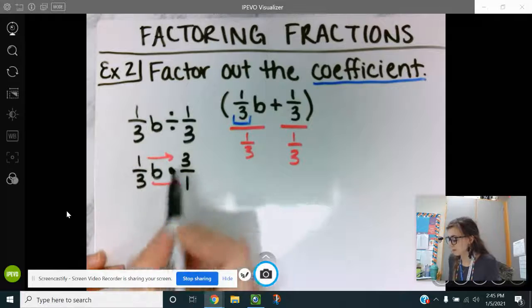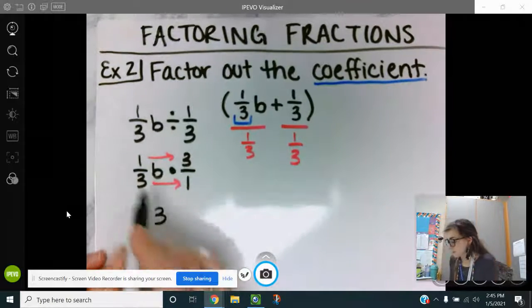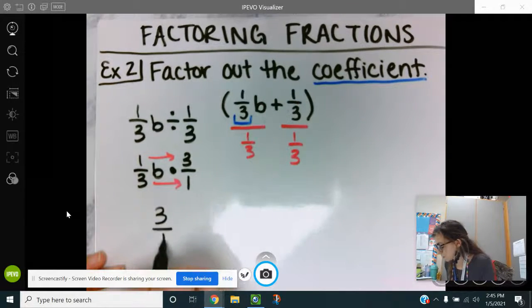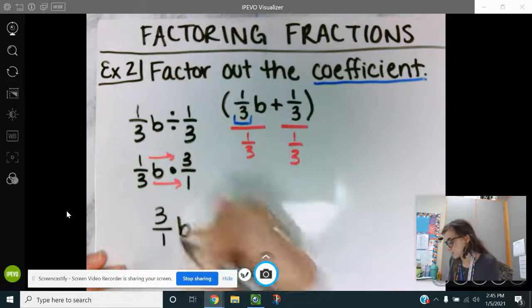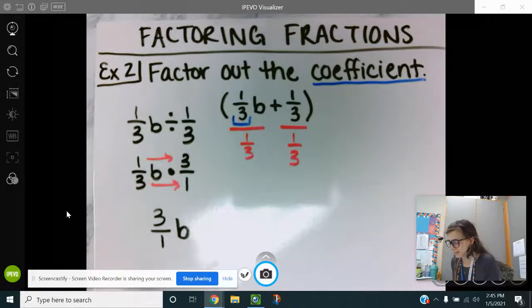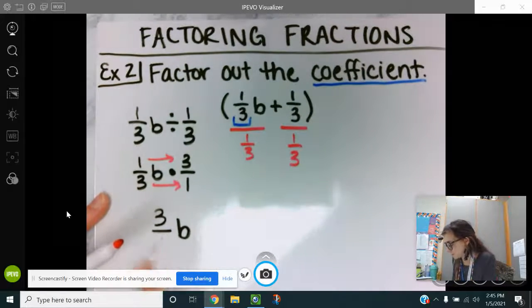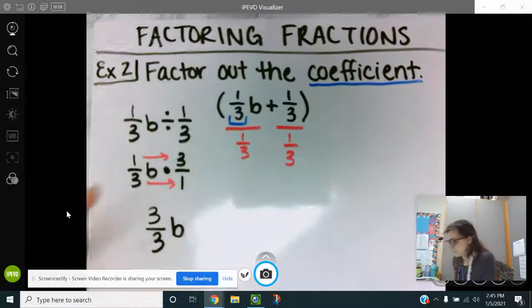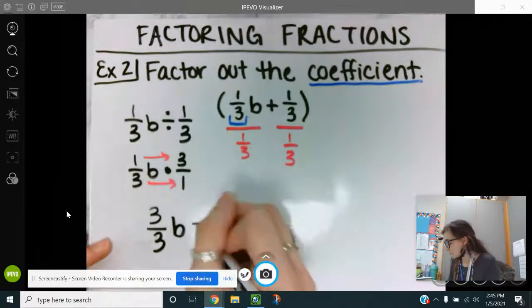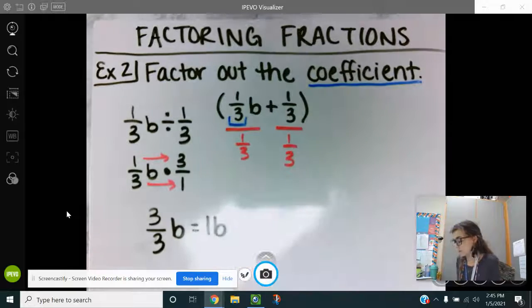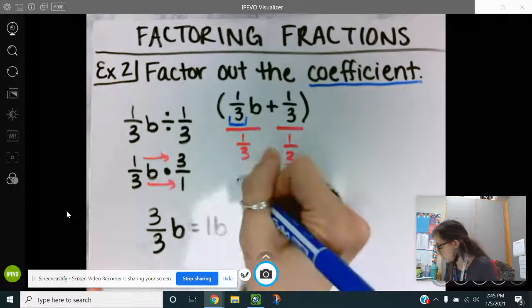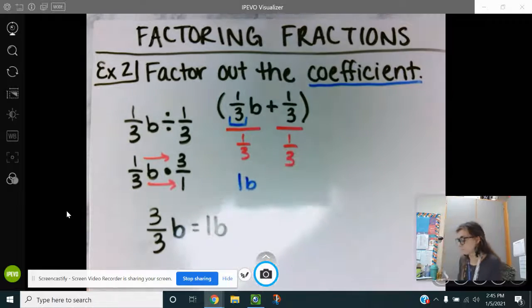So that means we're going to have 1 times 3 is 3. 3 times 1 is 3, and we have b's. 3/3b, which of course just equals 1b. Okay? So that means this part here simplifies to 1b.